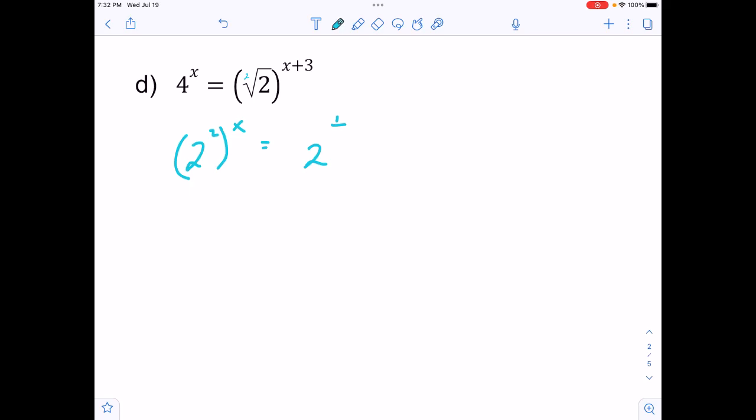So in this case, it's a square root. So my exponent is 1 over 2. X plus 3. We distribute out. 2 to the power of 2x is equal to 2 to the power of x over 2 plus 3 over 2. All right, jump just to the exponents.